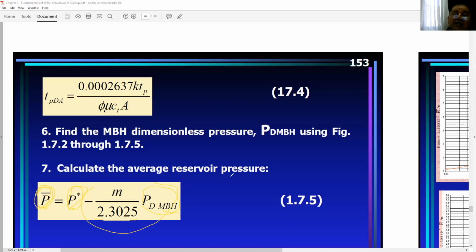So this is the first technique introduced by Matthews, Brons, Hazebroek. It's called the MBH technique.